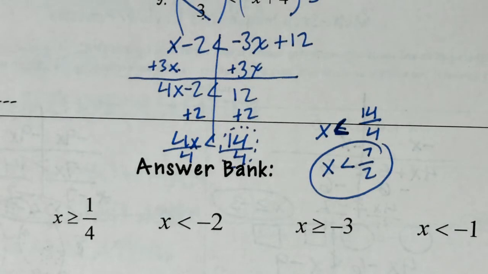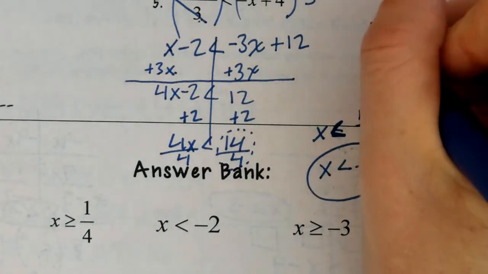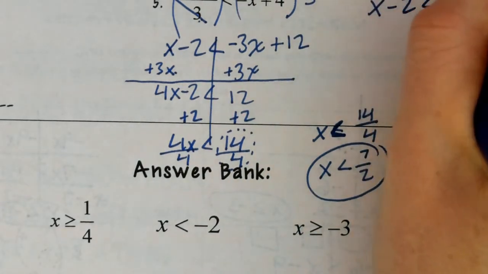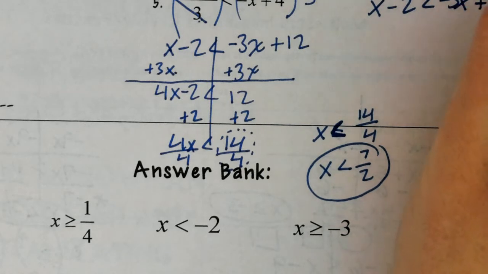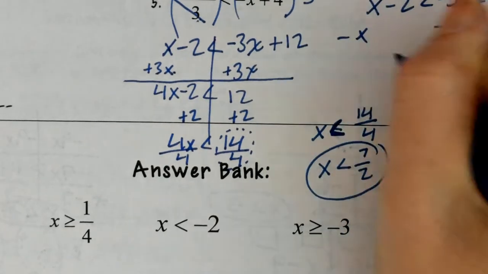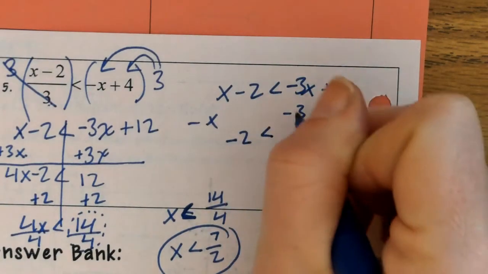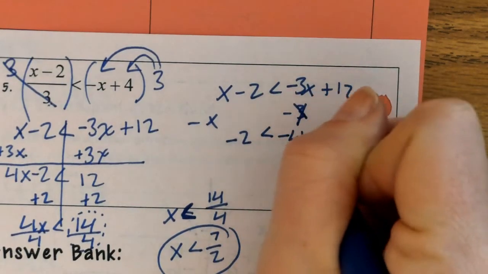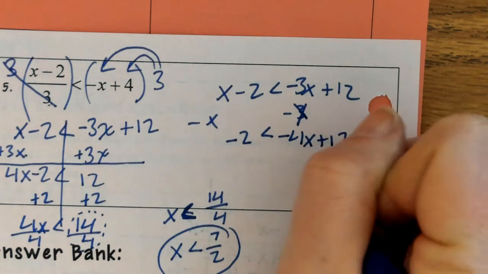Questions? Yeah. So, if you subtracted x, just x by itself from both sides, would you still get the same answer? So, yeah, in this step, if you subtracted x, you would have negative 2 is less than negative 4x plus 12.